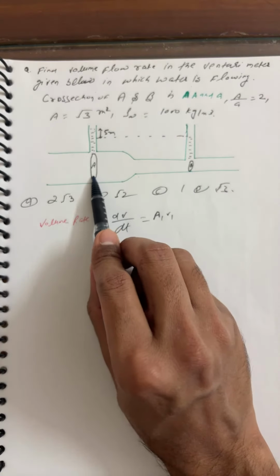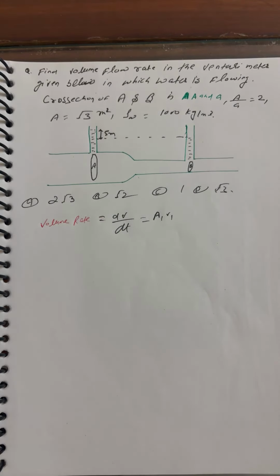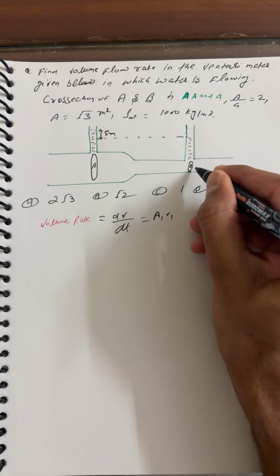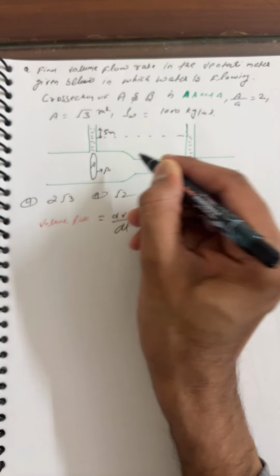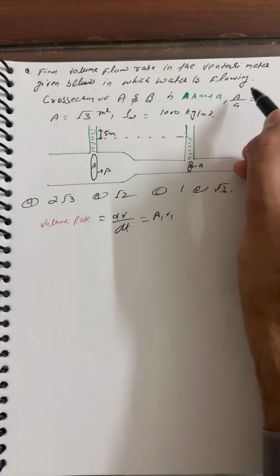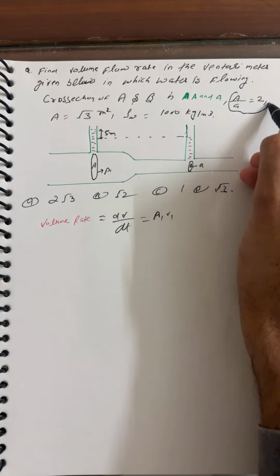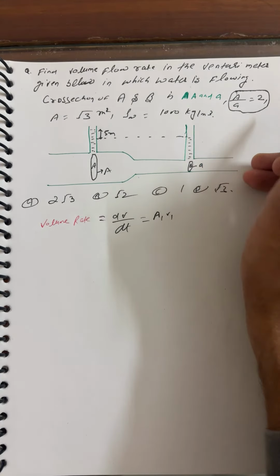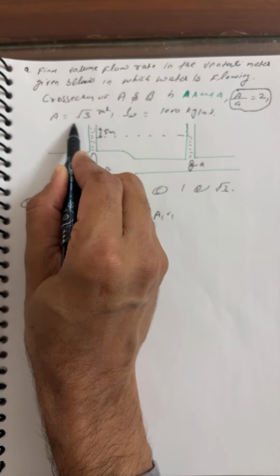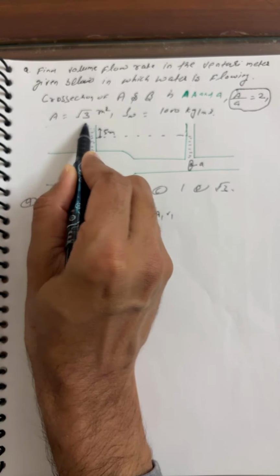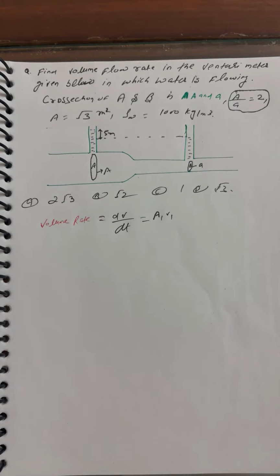This is the cross section, students. B area is A. This is a cross section B. What is the area mentioned? This is small a, and this is capital A. There is a relation mentioned: the large area upon the small area is equal to 2. The value of the large area is also mentioned, this is root 3. The density of water is also mentioned for us.